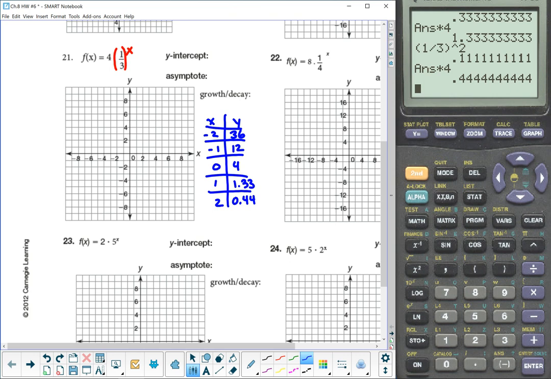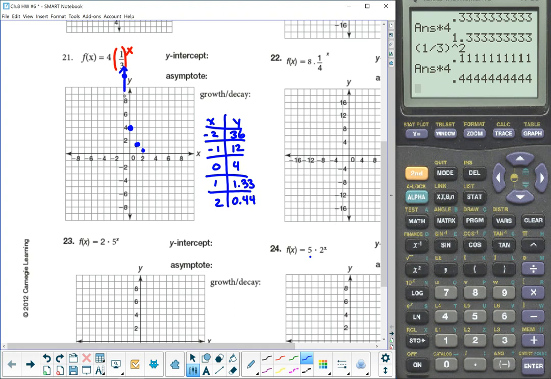Okay, so let's graph that. So -2 is 36. So at -2, it's way over there. So it's not even there. And -1 is 12, which is about right here. That's -1 and 12. At 0, it'll be 4. At 1, it'll be 1.333. So at 1, it'll be a little bit over 1. At 2, it'll be 0.444, which is a little bit about halfway. So if I was graphing this, it would probably look something like this.